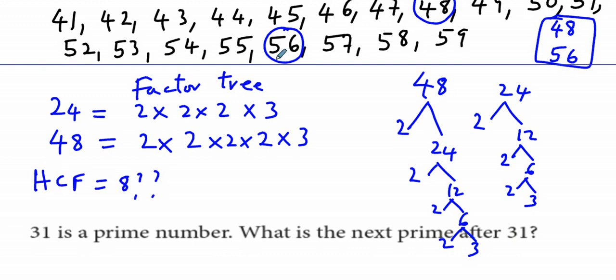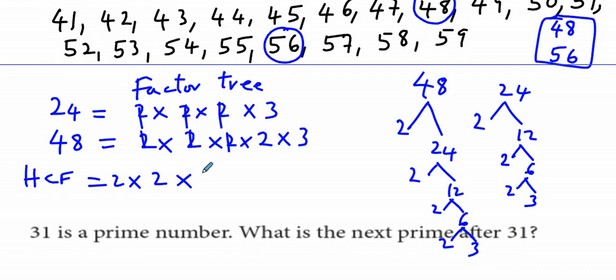Let's find out if the HCF of 24 and 48 will be equal to 8. Okay, for HCF, we look for common factors. 2, 2 is common, so put it there. 2, 2 is common, put it over there. 2, 2 is common, put it over here. 3, 3 is also common, put it over here.